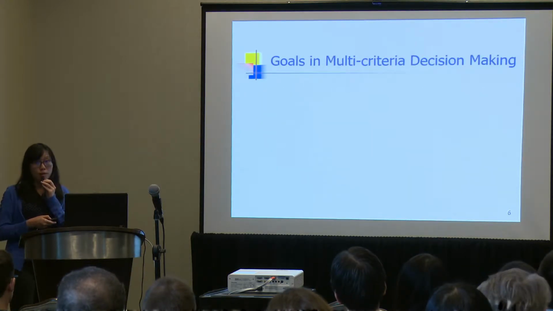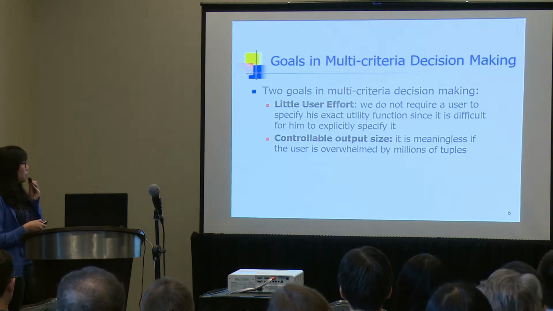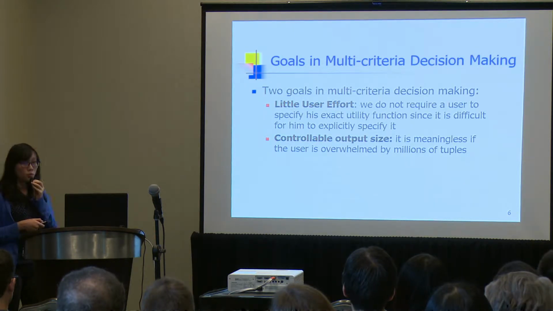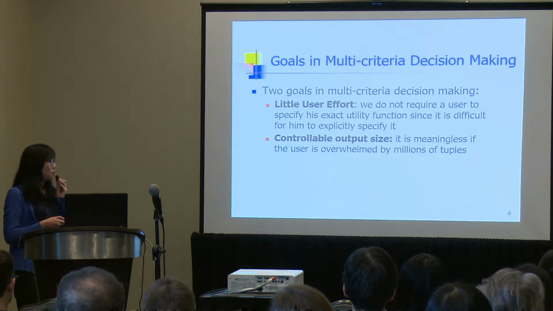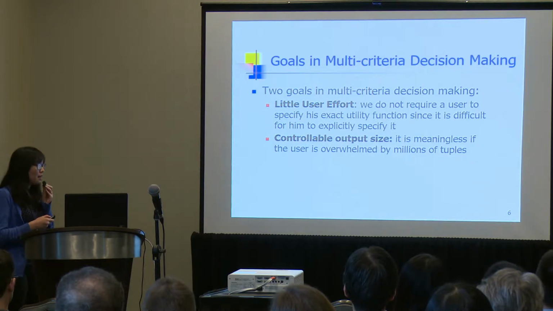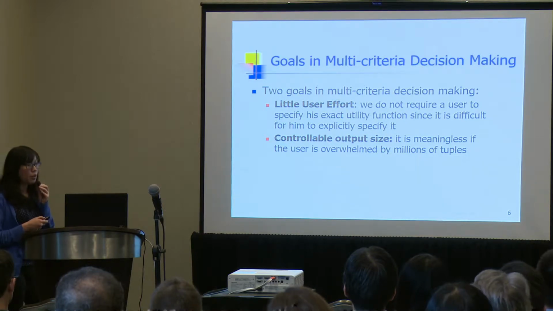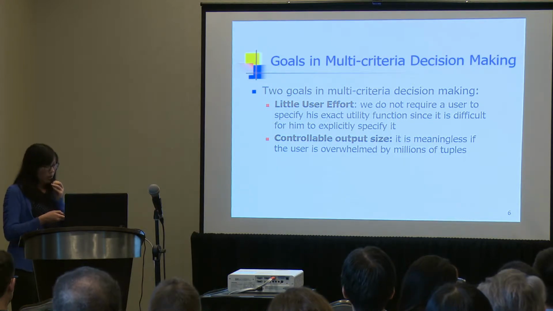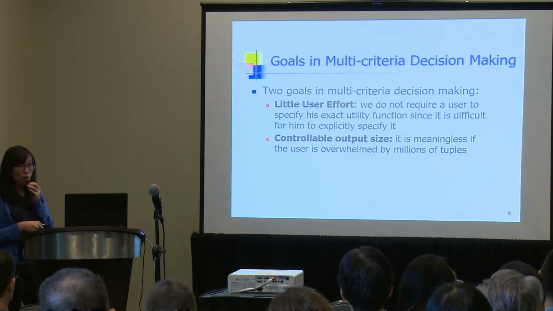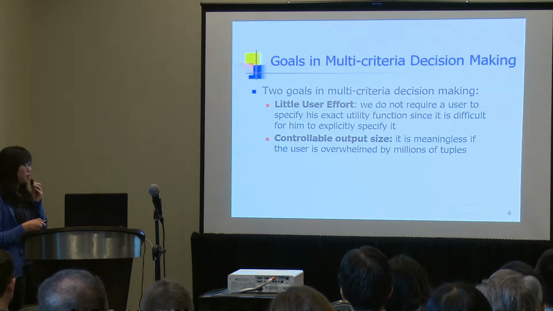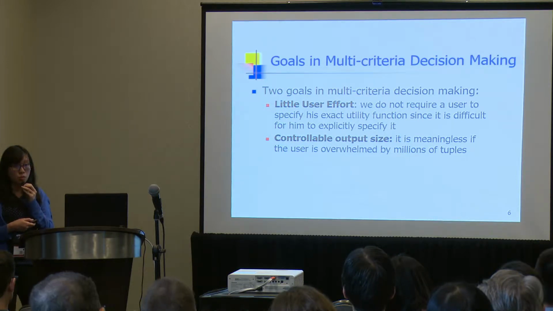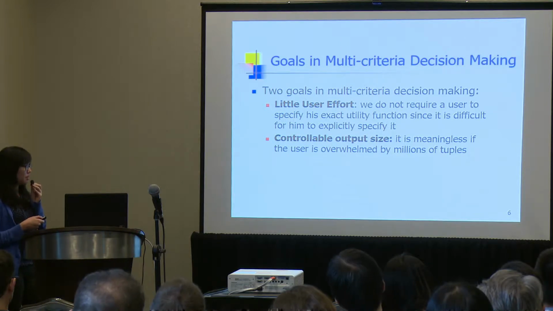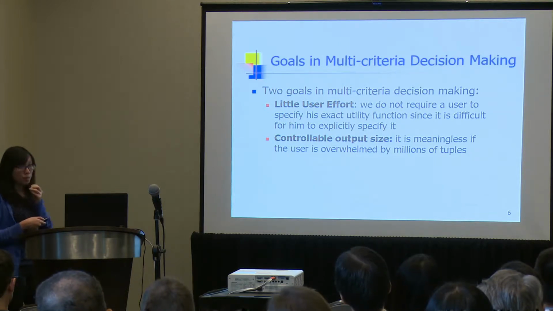We have two goals in multi-criteria decision-making. The first one, we want little user effort, since we do not require a user to specify his exact utility function, since it is difficult for him to explicitly specify it, which requires a lot of user effort. Secondly, we want a controllable output size, since it is meaningless if millions of tuples are returned to the user. If Alice sees millions of car tuples, she can be overwhelmed.